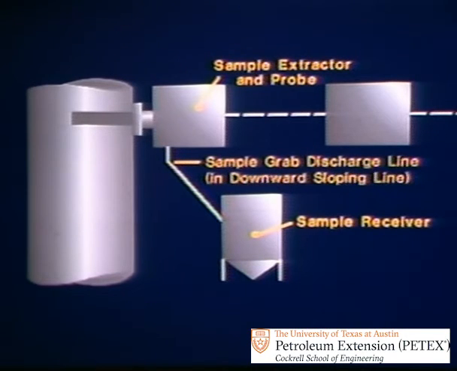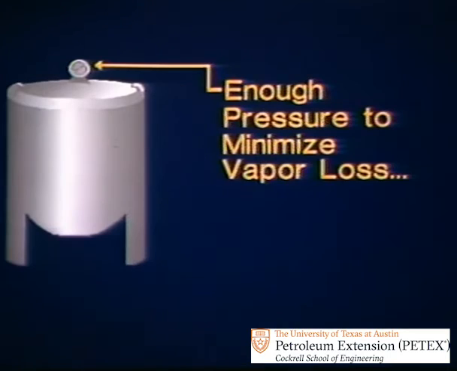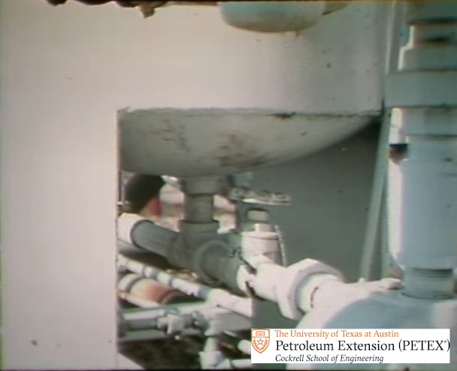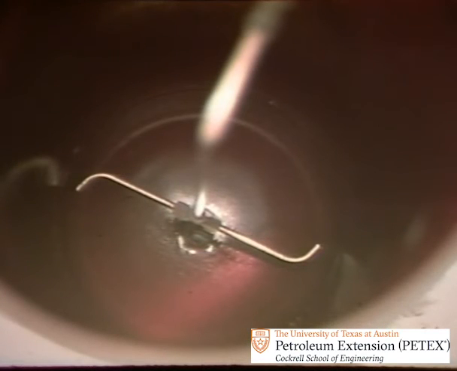Piping from the sample extractor to the receiver must slope continuously downward without low spots so that all the captured sample drains into the receiver. The receiver should hold the sample under enough pressure to minimize vapor losses. The receiver must have a sloping bottom to aid in mixing and draining it. The inside of the receiver should be coated with a smooth acrylic or phenolic paint. This minimizes corrosion, incrustations, and water clingage.